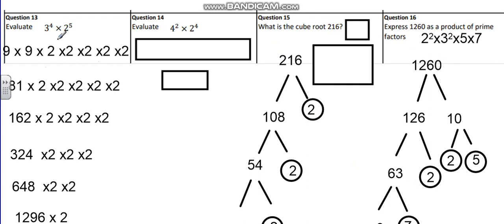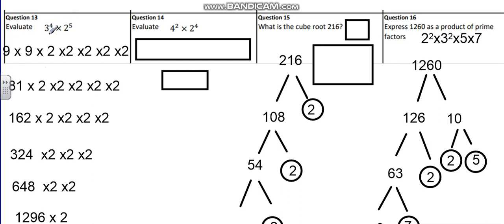Question 13, you've got to evaluate 3 to the power 4 times 2 to the power 5 without a calculator. So you could work out this and do long multiplication, and that's absolutely fine. I've just shown you a slightly different way of doing it. It's up to you, as long as you get the right answer. It doesn't matter on the method in this case.